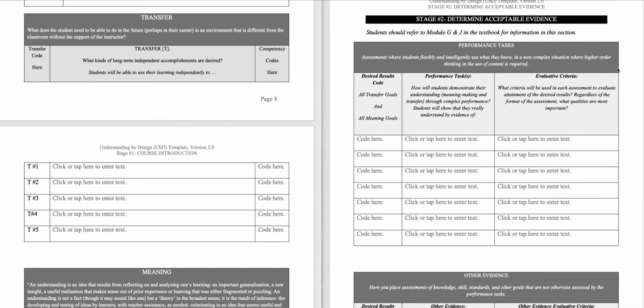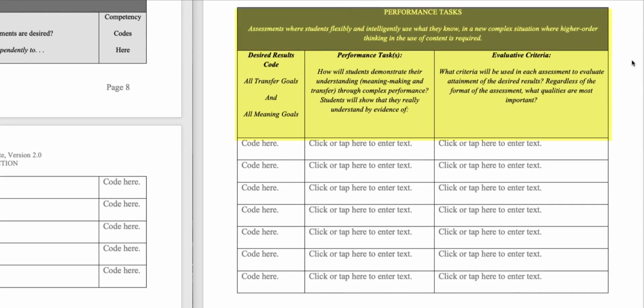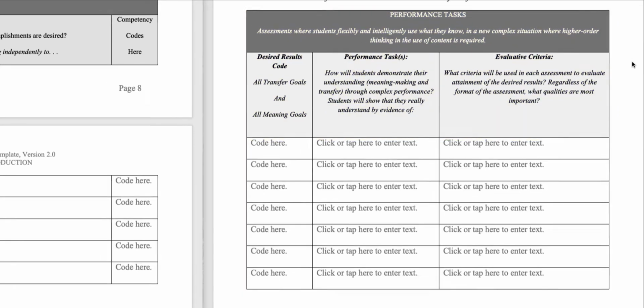The first one we have in Stage 2 is performance tasks. Performance tasks are the high-level assessments where students are using the information they learned, the understandings they learned, and using them in real-world complex situations. Performance tasks do not have a right or wrong answer. These would normally be projects or in-depth discussions to explore the understandings they got from the class.